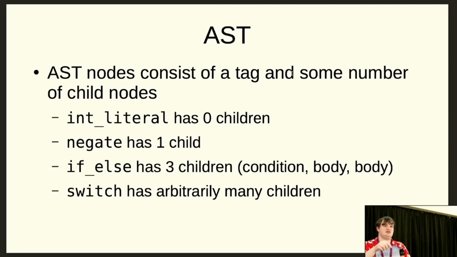If I have a negation, that's a unary operation, so there's 1 child. If you have an if statement with an else clause, you have 3 children, because you have your condition in parentheses, and then you have the body of the then part, and you have the body of the else. And something like switch might have an arbitrary number of children. It could have 200, because if you're writing a switch statement, you can have as many cases as you want, typically.